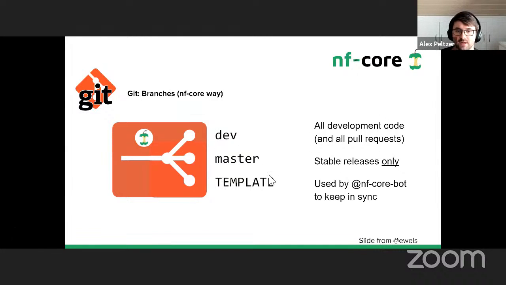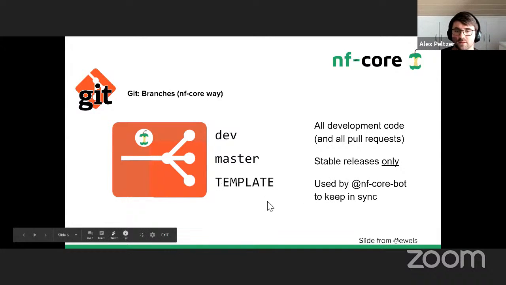We have a master branch. This contains the stable releases only. So only the stable releases end up in the master branch, because that's what Nextflow typically pulls. If you run a pipeline, then by default, it pulls the master branch of that particular pipeline.